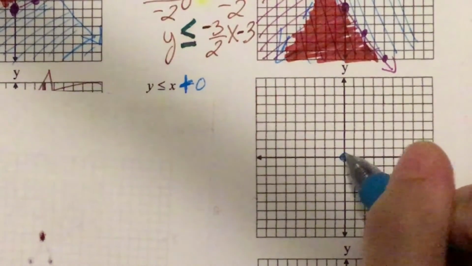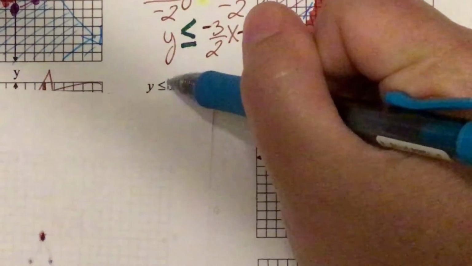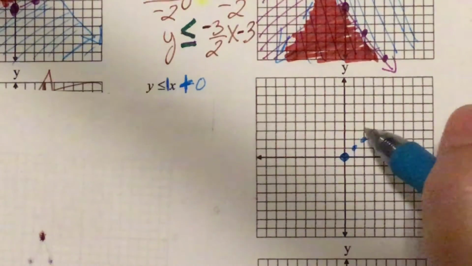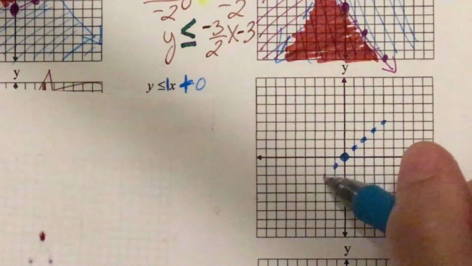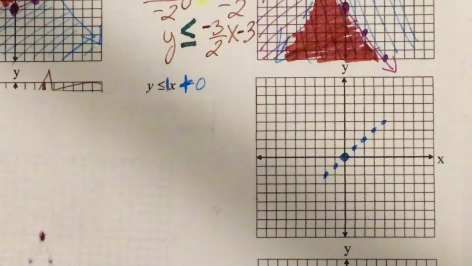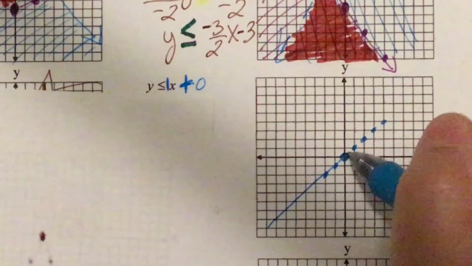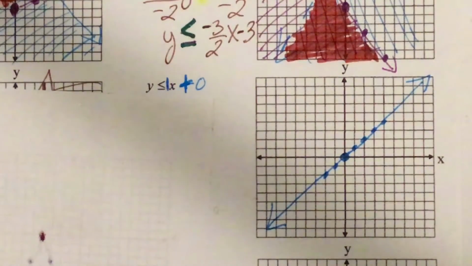So I'm going to plot 0 on the y-axis. And then slope is 1, because that's the number in front of the X. So up 1, right 1, up 1, right 1, up 1, right 1, up 1, right 1. Or reverse, down 1, left 1, down 1, left 1. Solid or dashed? Solid. There's an equals, so it's a solid line. Okay, first one done. Okay, second one.